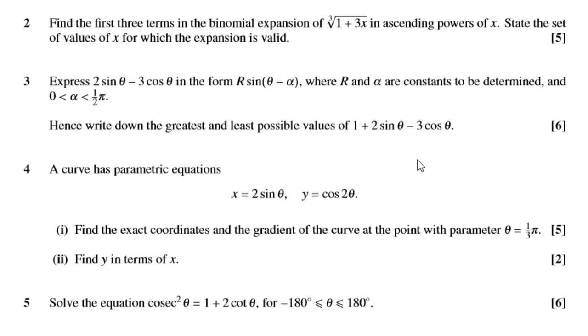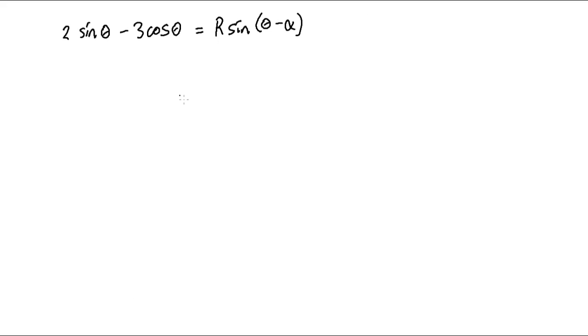Question 3, express 2 sine theta minus 3 cos theta in the form of r sine of theta minus alpha, where r and alpha are constants to be determined, and alpha is between 0 and half pi. So first of all, we should expand this expression so that it is more alike with the left hand side.